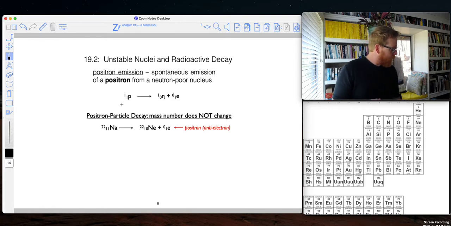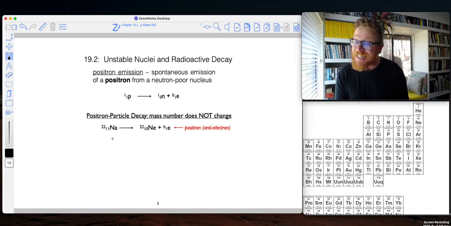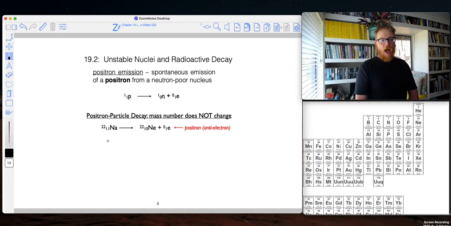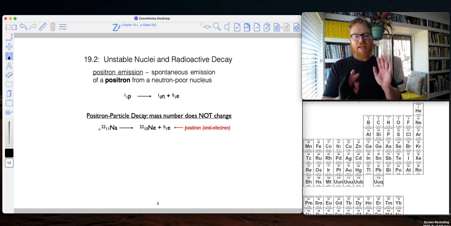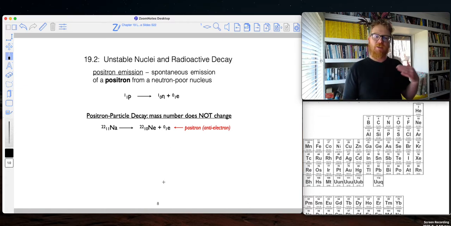Okay. So just one example to talk about here, sodium-22, which has 11 protons and 11 neutrons. So that's a 1-to-1 number, but that's odd and odd, right? And we talked about how when something has an odd number of protons and an odd number of neutrons, it's generally unstable. And so sodium-22 will emit a positron.